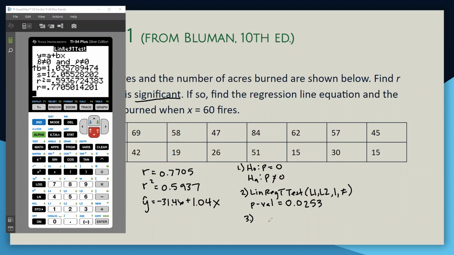To make a decision about whether that's significant in terms of the population, we have to compare that p-value to alpha. And we were not given one, so again, we're assuming 0.05. 0.025 is less than 0.05. So we're rejecting the null. So that tells us for step 4, and I'm not going to write a sentence, but I am going to say the relationship is significant. When we reject the null, that's what it's telling us.